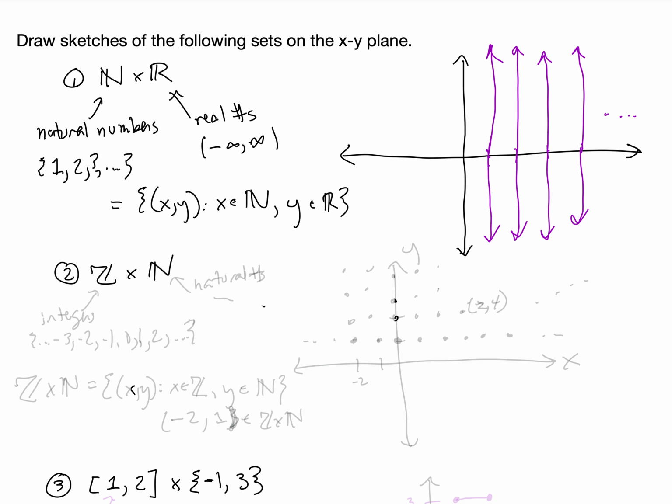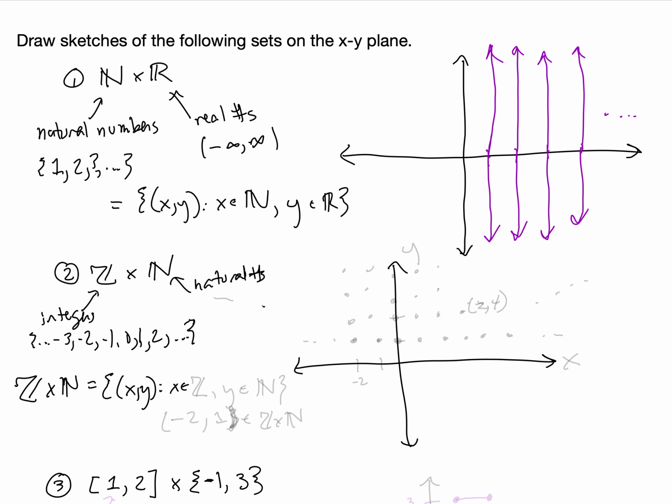Next, we want to sketch Z cross N. So again, these are the integers. So those are positive and negative whole numbers as well as 0. So dot, dot, dot, -3, -2, -1, 0, 1, 2, etc. And these are the natural numbers as we have above. And so Z cross N as a set is the set of ordered pairs x comma y, such that x is in the integers and y is in the natural numbers.